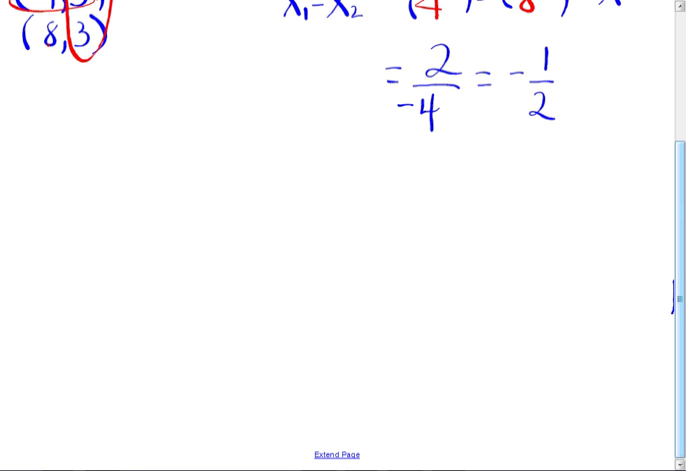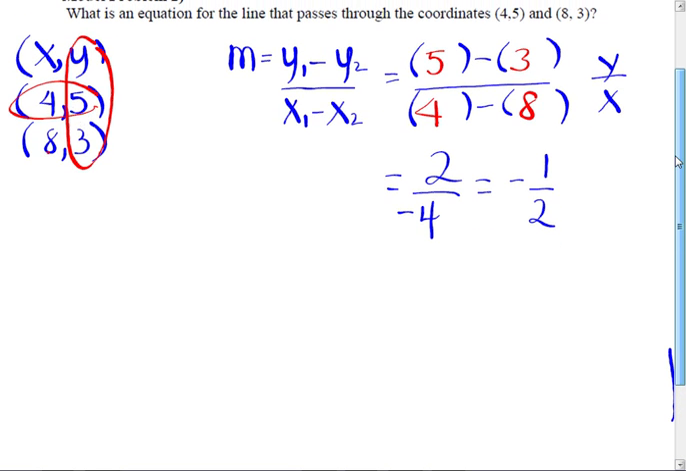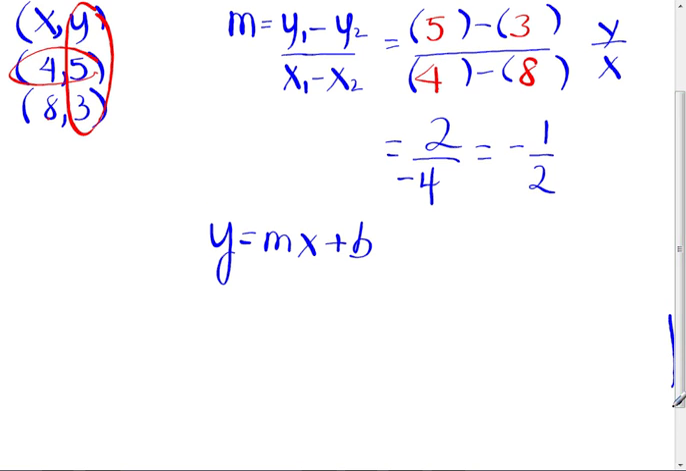So, we've got to do y equals mx plus b. Tomorrow's method you will like much better. A little bit harder to understand, but once you get it, you're going to love it. Okay, let's put the numbers in. What's the y value you want to use? The (4, 5) or the (8, 3)? Which ordered pair do you want to use? Makes no difference to me.